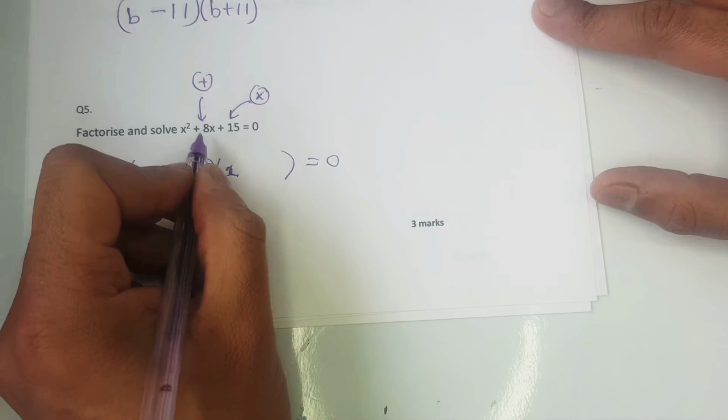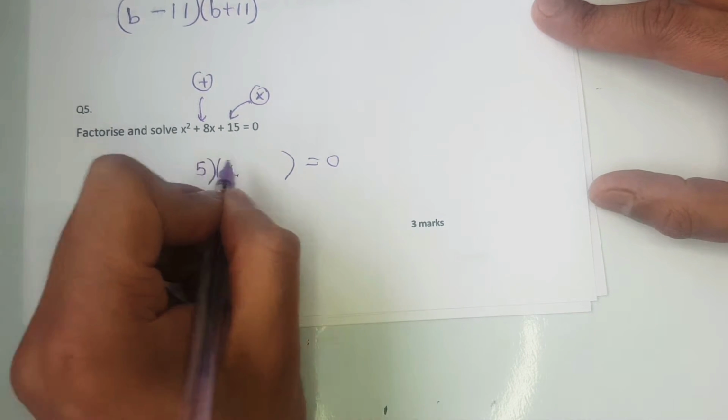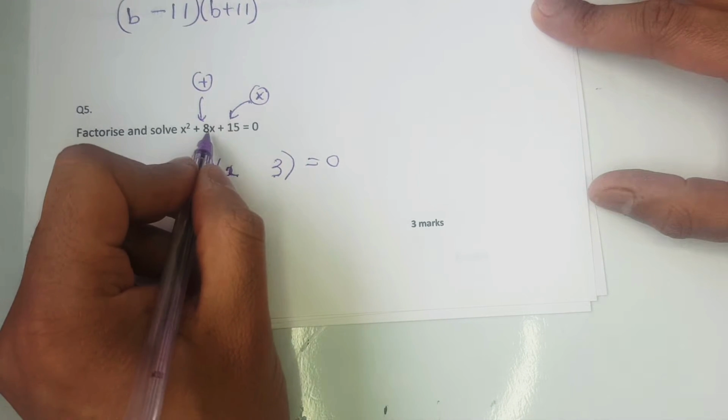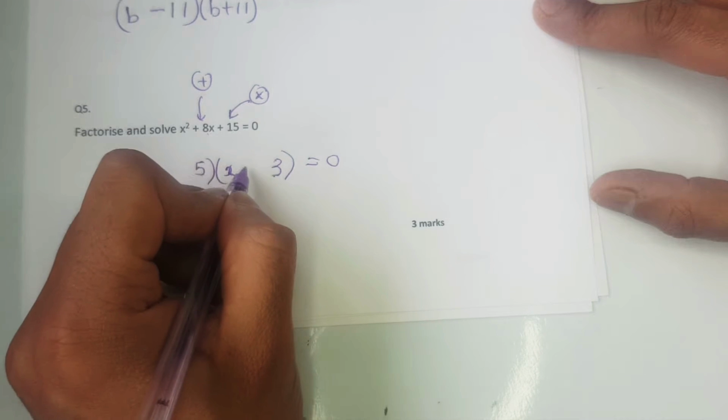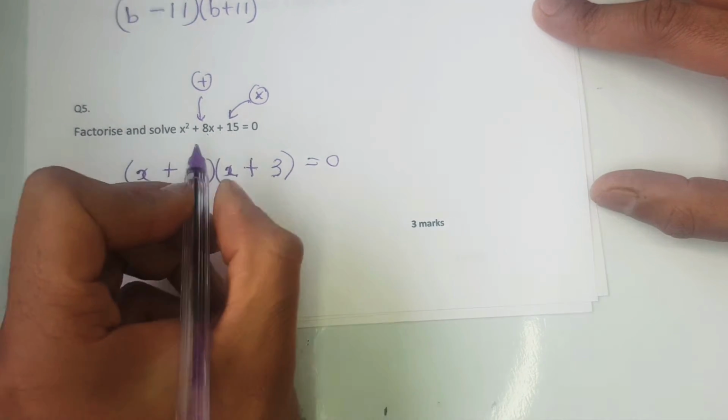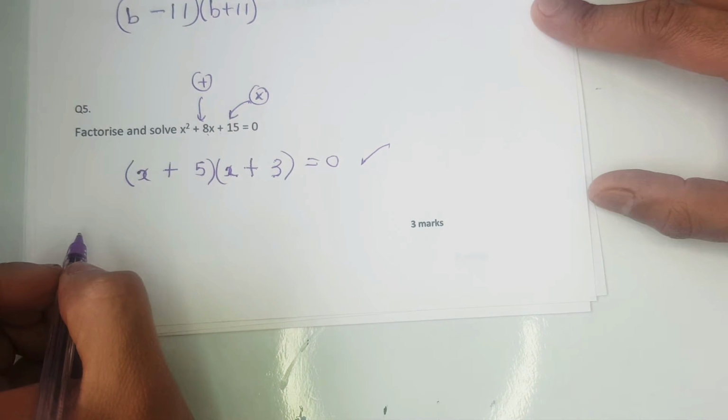Let's see if it works first time round. 2 numbers that times to give me 15. I'm going to try 5 and 3. And then to see if those 2 add up to give me 8, let's see, 5 add 3, that will give me 8. And they'll both be positive because they're all positive there. I factorized it. That's my first mark.